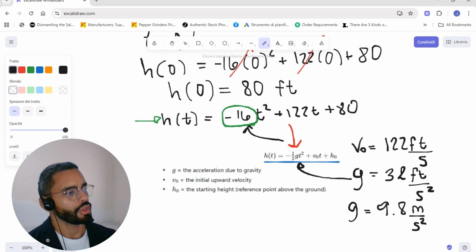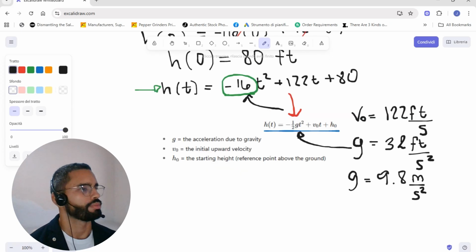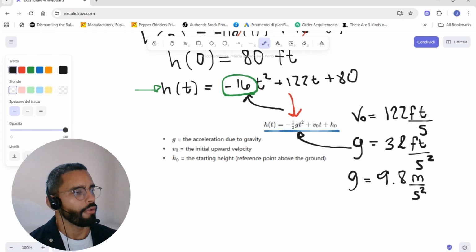So as long as you use a consistent system of units, this number in front of t squared will always stay the same. Okay, perfect. Correct. So that's how we get to that equation. Now, what if I wanted to know the velocity of the object in the air?